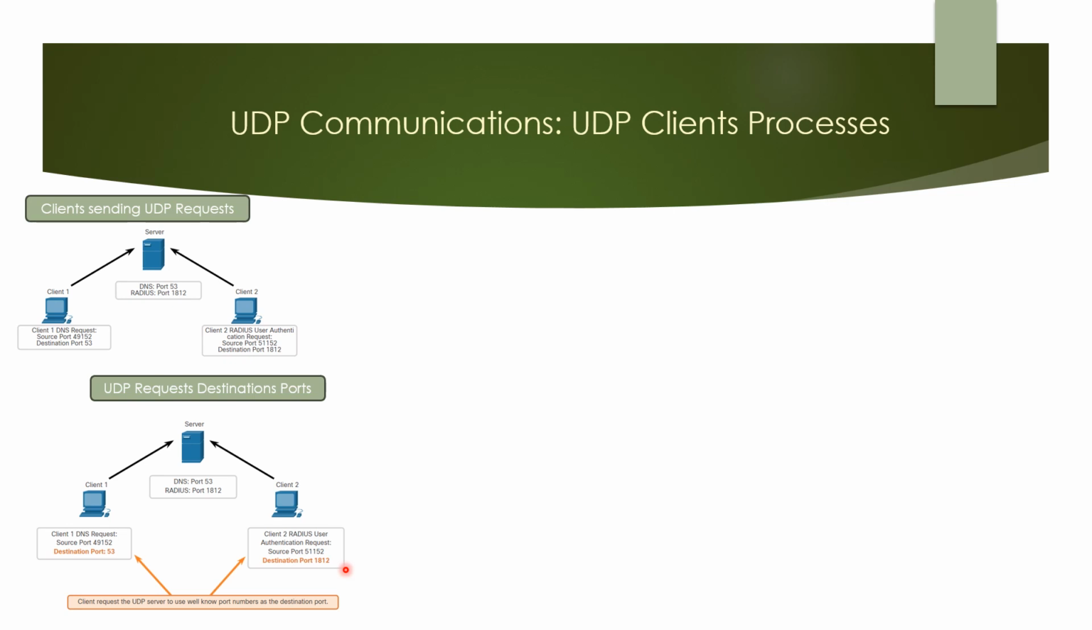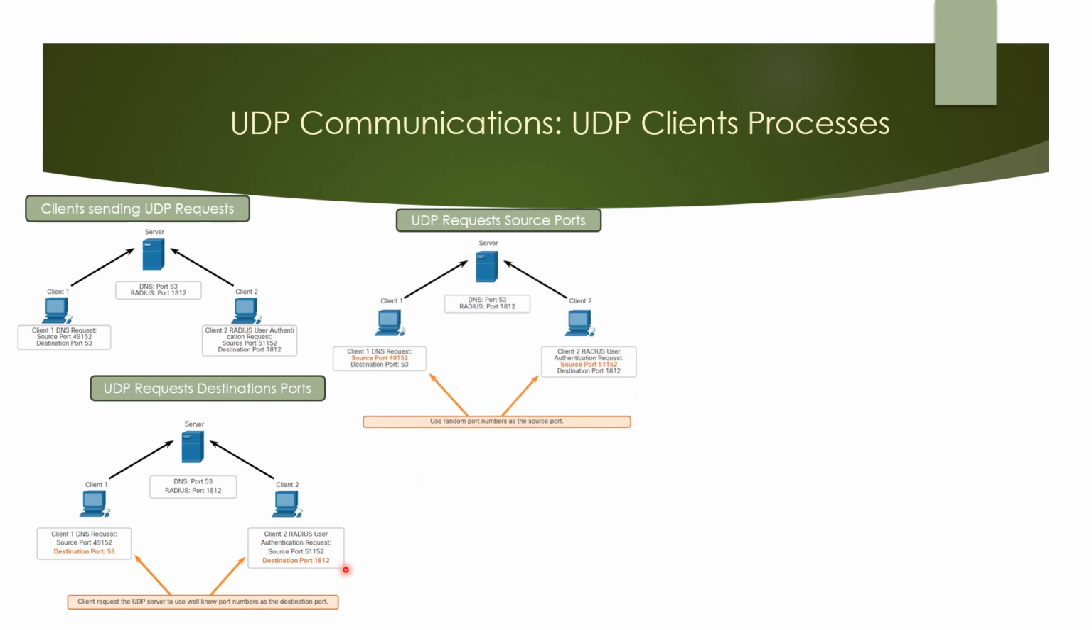And then we will have the UDP request source port. In this case, the client request dynamically generates a source port number, and client 1 is using this source port number, and client 2 is using this one, which are highlighted in orange.